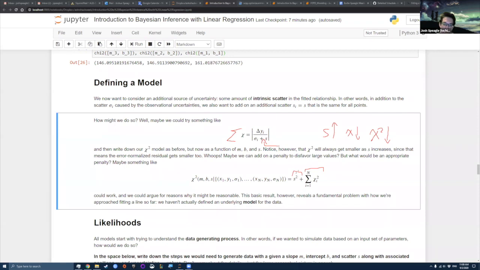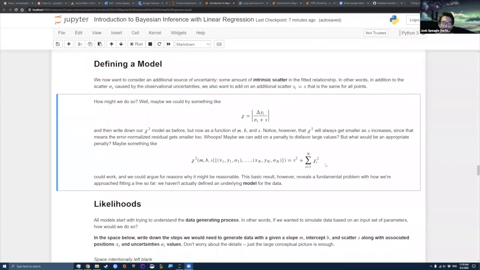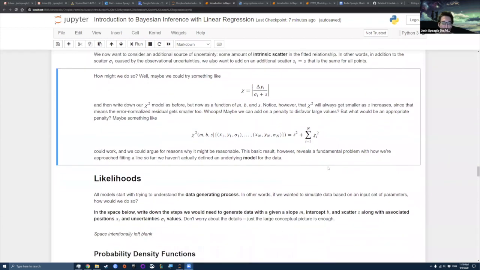And here I just picked S squared because it kind of mirrors the chi-square. And so maybe this is an okay choice. But again, all of these are very, very arbitrary. And so the point here is whenever you reach this type of problem, it's really telling you that you have to define a formal model.